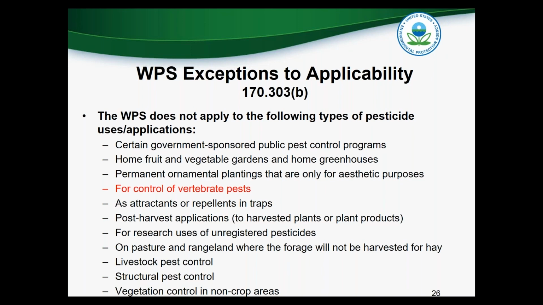Another thing that's not covered is control of vertebrate pests. Originally, we thought about taking this out of the WPS and covering certain types of vertebrate pest control, but we were convinced by internal scientists within EPA that register these products that, given the nature of their use and the fact that most of them are put in tamper-proof bait boxes and things like that, they should continue to be excepted, so we are maintaining the exception for control of vertebrate pests.